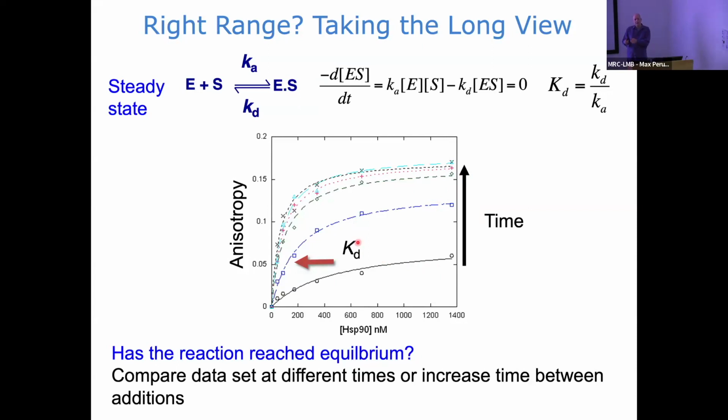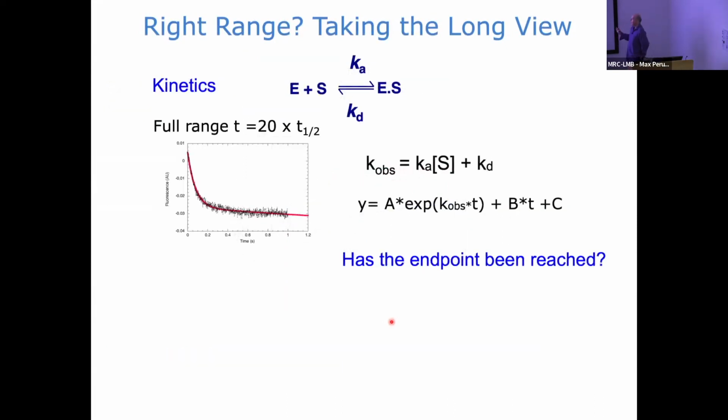So a good thing to do in those kinds of assays is set up your titration and leave it for a bit, leave it for half an hour, a couple of hours. In kinetics, you also need to take the long view: have I reached saturation to be able to fit a good exponential here? Has the endpoint been reached?